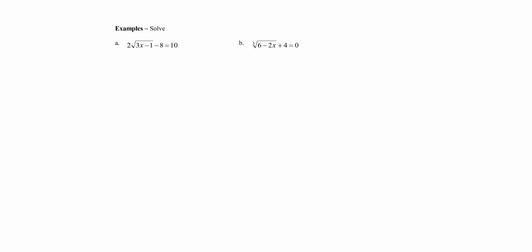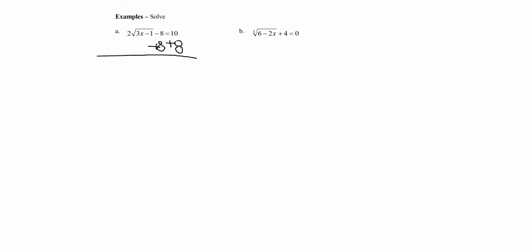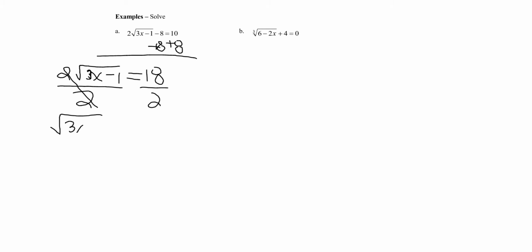So for the first one, let's start with the 8. They subtracted it, so I'm going to add it to both sides, which will give me 2 times the square root of 3x minus 1 equals 18. And then I still have that 2 outside the radical, so I'm going to divide by 2 to get rid of that. And it's going to give me the square root of 3x minus 1 equals 9.